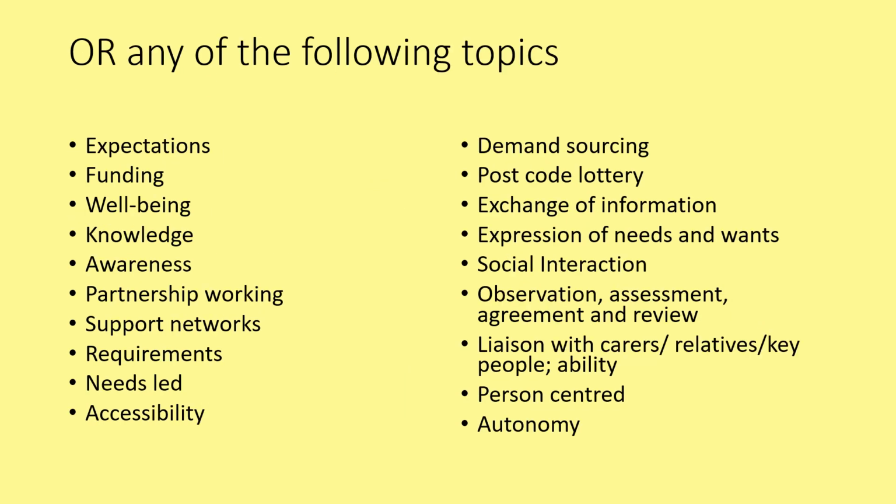And the list of topics even continues. You could still choose the following: expectations, funding, well-being, knowledge, awareness, partnership working, support networks, requirements, needs-led, accessibility, demand sourcing, postcode lottery, which refers to geographic location, exchange of information, expression of needs and wants, social interaction, observation, assessment, agreement and review, person-centered and autonomy.